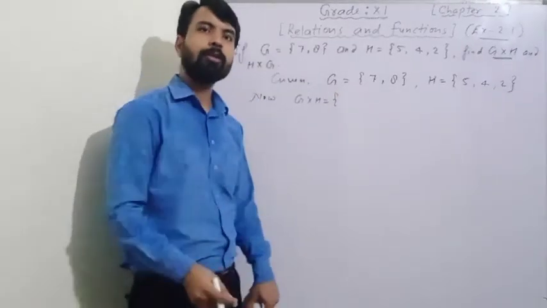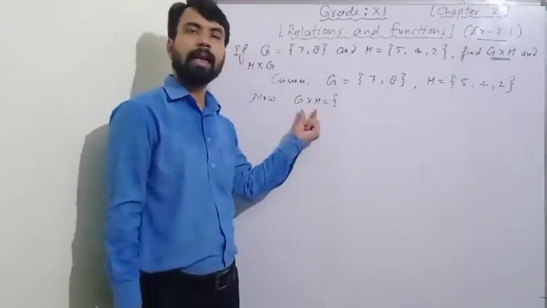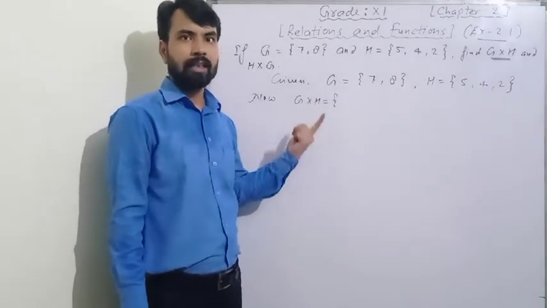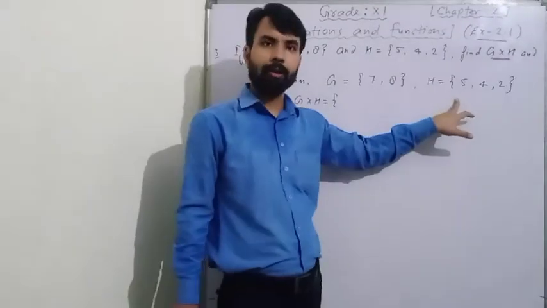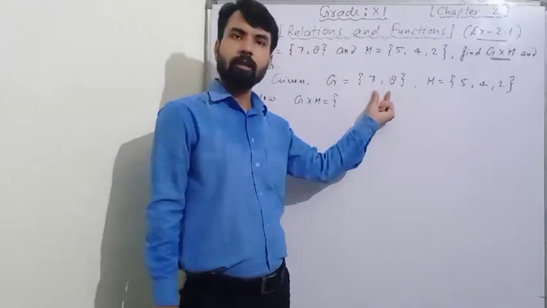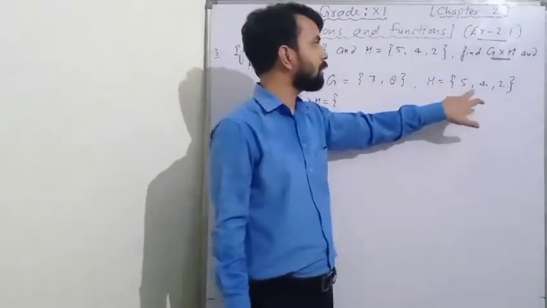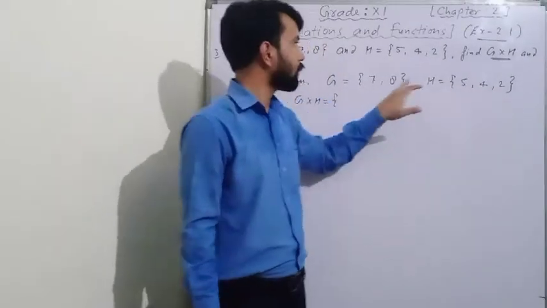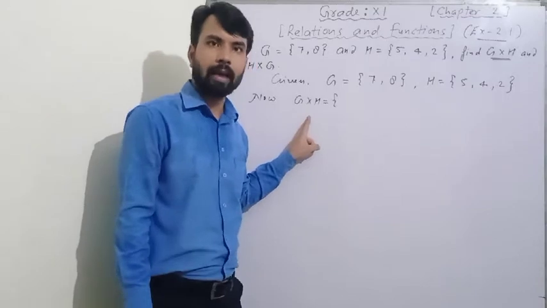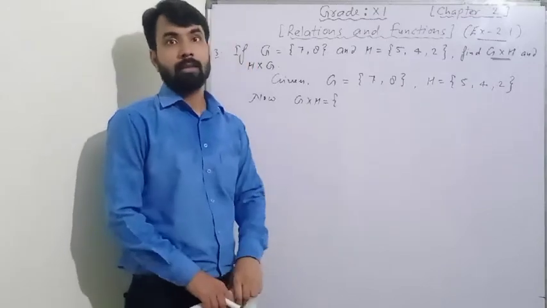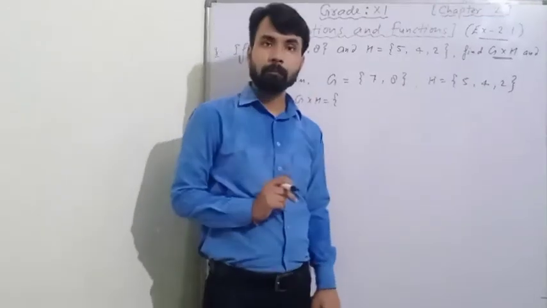So first of all we should know how many elements will be present in G cross H. So very simple, we will multiply the number of elements of G and the number of elements in H. How many elements are in G? 2. And how many elements are present in H? 3. So 3 2s are 6. So that means 6 elements will be present in G cross H. Understood? But how can we find the Cartesian product?